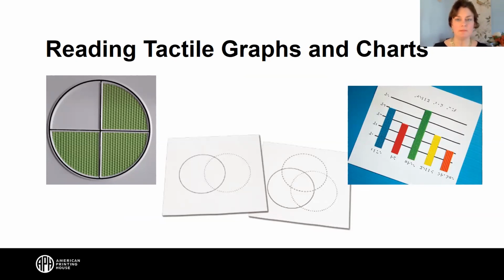Reading tactile charts and graphs, I just have here a fraction pie chart, and here's an example of where you want to use a texture that's a low profile within the surrounding lines, so the bumpy texture is at a lower elevation than the dividing lines of that pie chart. The Venn diagrams and the different textures applied to a graph or chart. Okay, next slide, please.